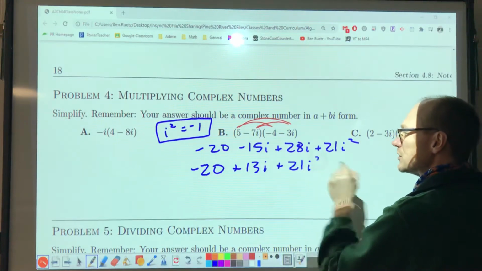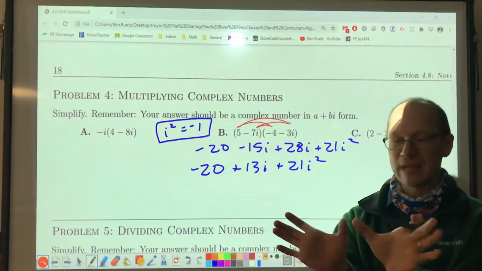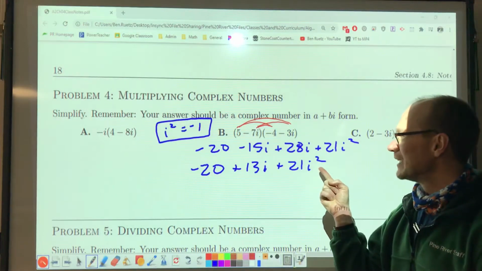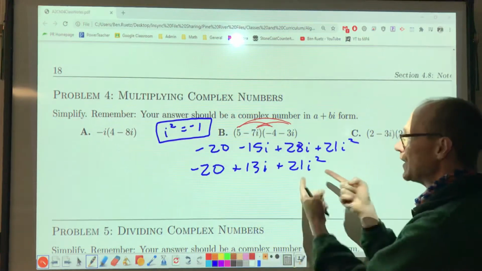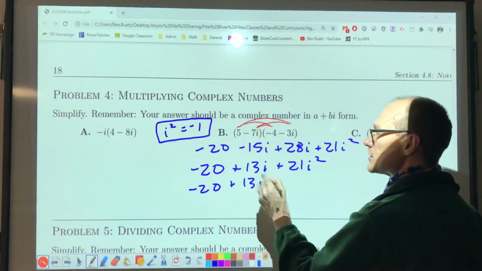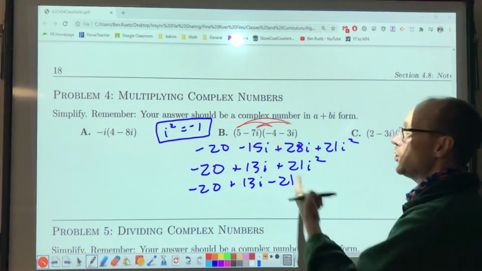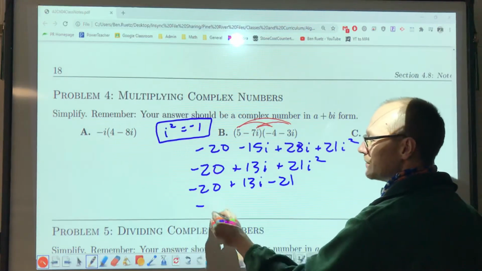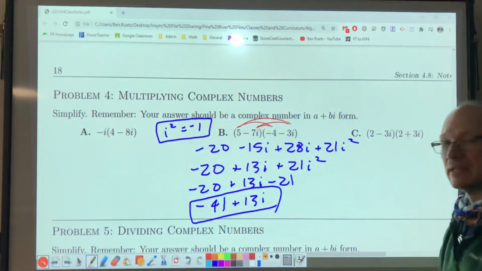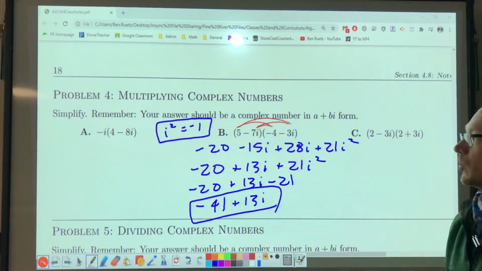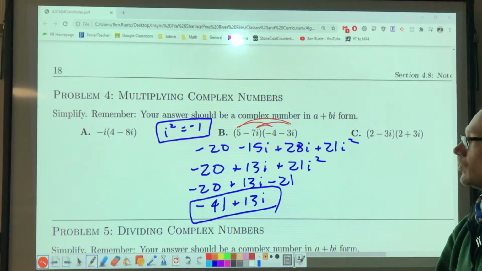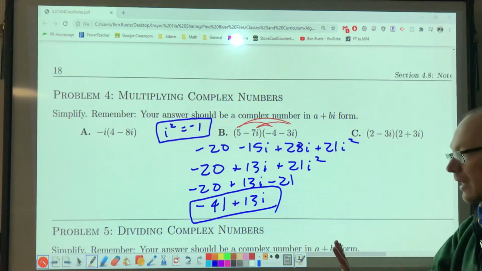But look at this, two things. First of all, a complex number times a complex number should equal a complex number. And this is not a complex number form. But do you recognize this? This i squared, isn't that the same as negative 1? So really, this 21i squared becomes a minus 21, which can be combined together with a minus 20 to be a minus 41 plus 13i. So that should be our answer for these two complex numbers multiplied together. Wow, pretty cool. Again, that i squared becomes a negative 1.